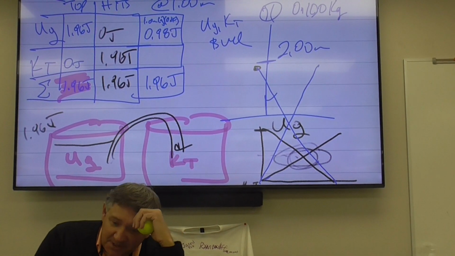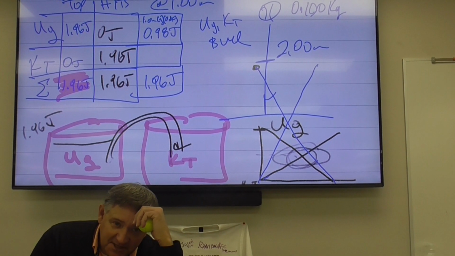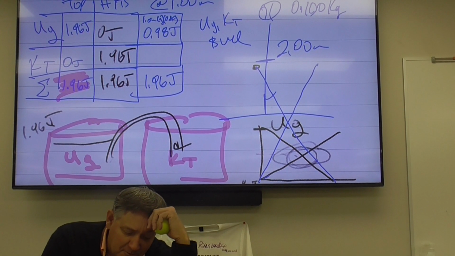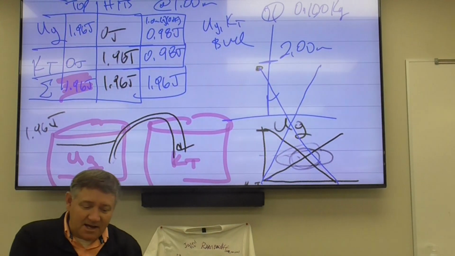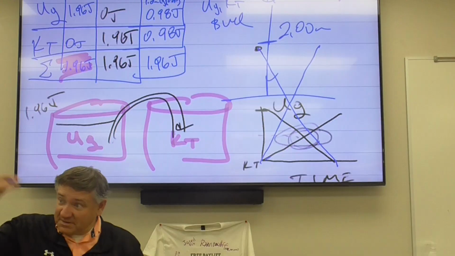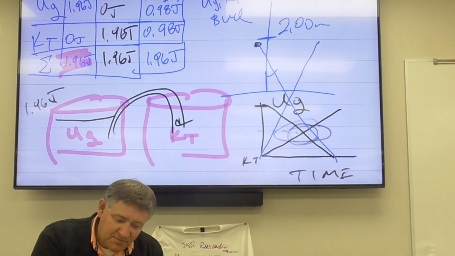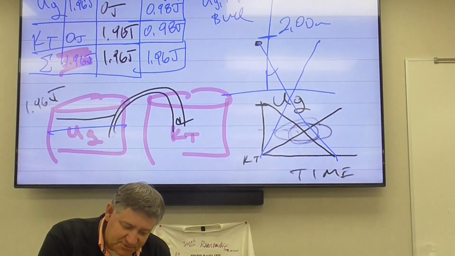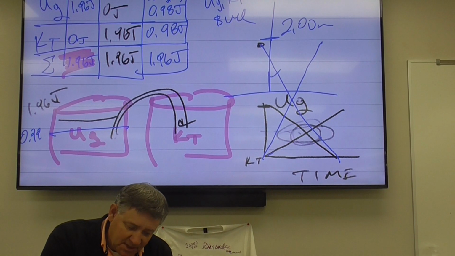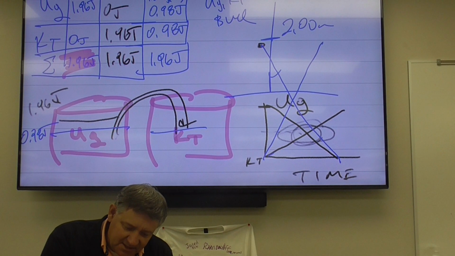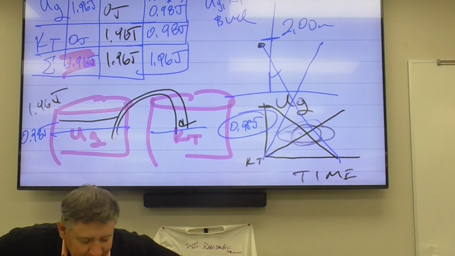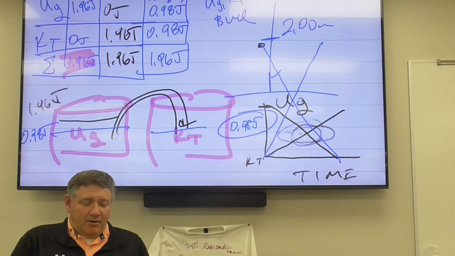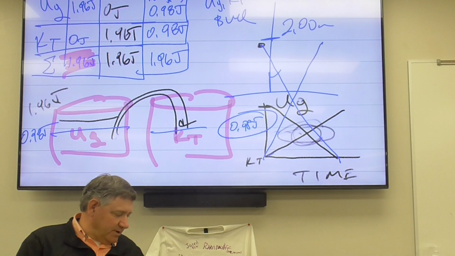So if UG is 0.98, what's my kinetic energy? 0.98. Are they equal? Yes. How cool is that? Now we split the two, right? So the UG container is now dropped to 0.98 joules, and my kinetic energy container is up to 0.98 joules. Great. Now, how fast is the tennis ball going when it lands?